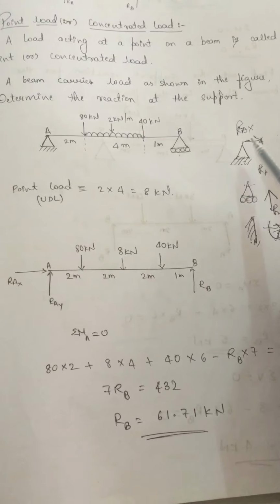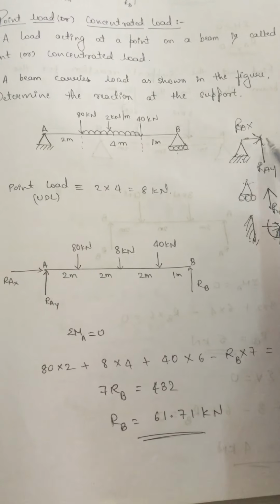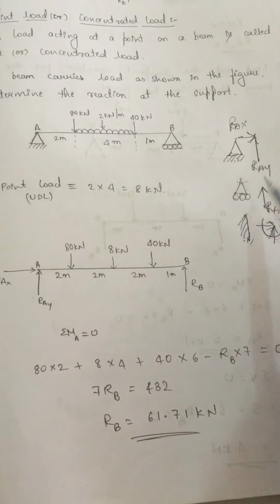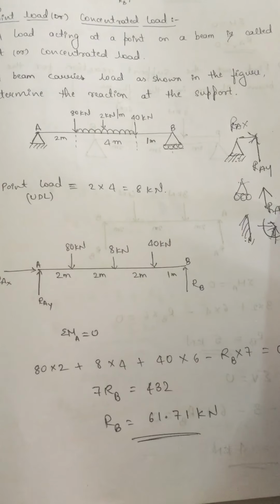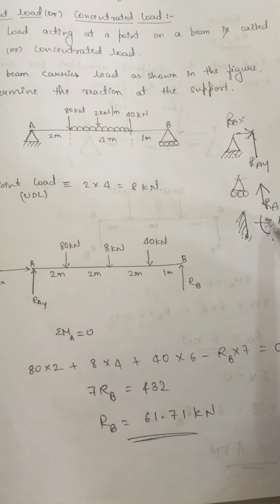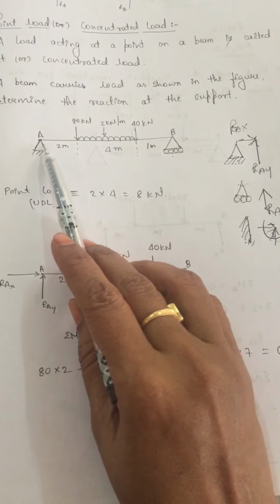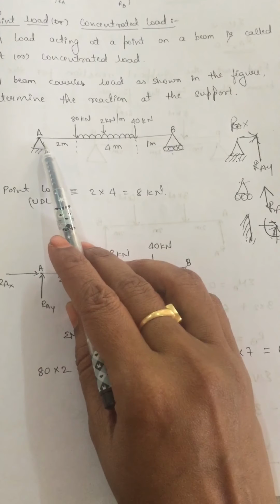And here one thing you have to keep in mind: for the hinged support, two mutually perpendicular reactions will be acting at the point. For the roller support, only one reaction, and for the fixed support, two mutually perpendicular reactions along with a moment. First step is you have to draw the free body diagram for this.